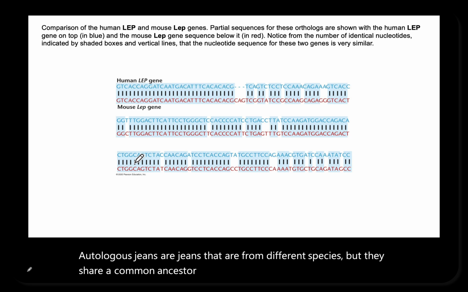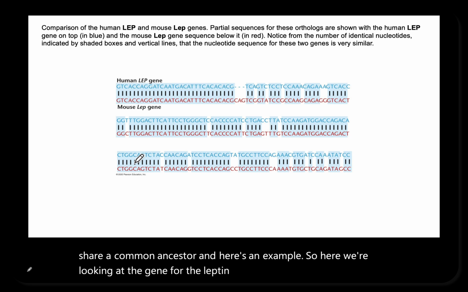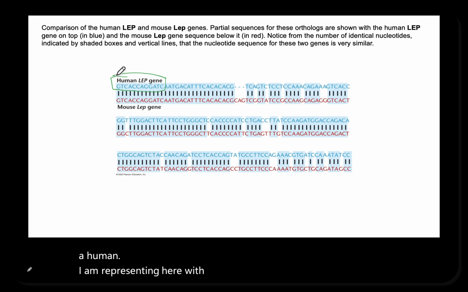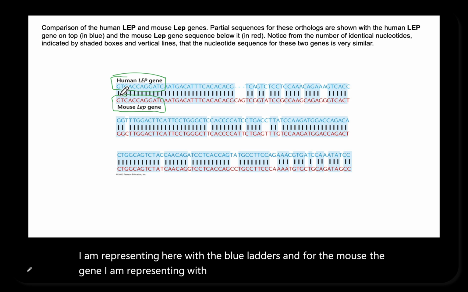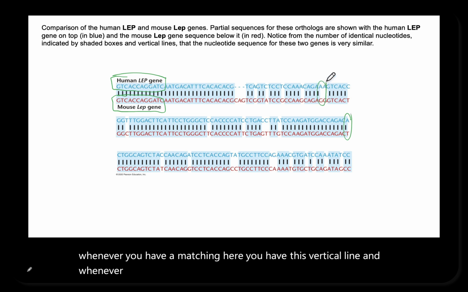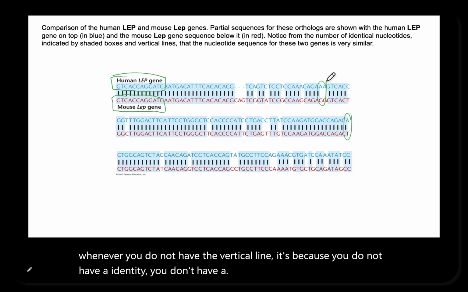And here's an example. Here we are looking at the gene for leptin, or LEP. We can see the human gene represented here with the blue letters, and the mouse gene represented with the red letters. Whenever you have a match, you have a vertical line. And whenever you do not have the vertical line, it's because you do not have identity, you don't have a matching pair there.